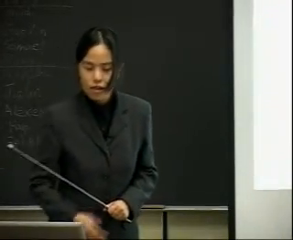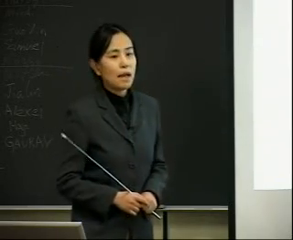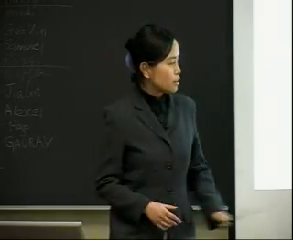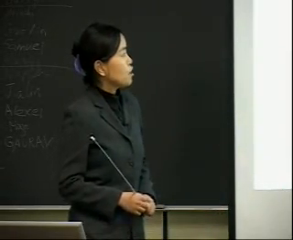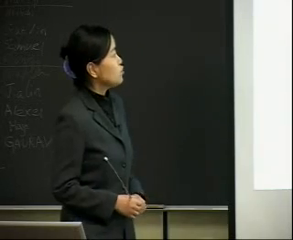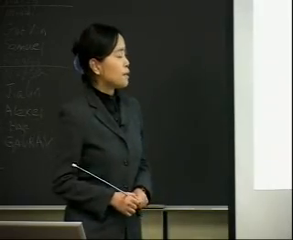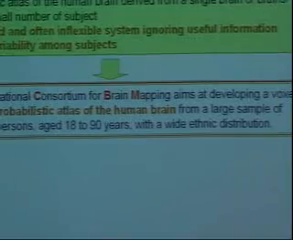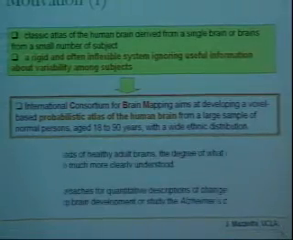In order to change this situation, about 10 years ago, the International Consortium for Brain Mapping group was formed by scientists from all over the world. The leading founder is Dr. Zhang from UCLA. The goal of the ICBM is to create a probabilistic atlas of the human brain from a large sample of people, say 7,000 subjects, aged 18 to 90 years old. They are adult, healthy human brains from a wide racial distribution.